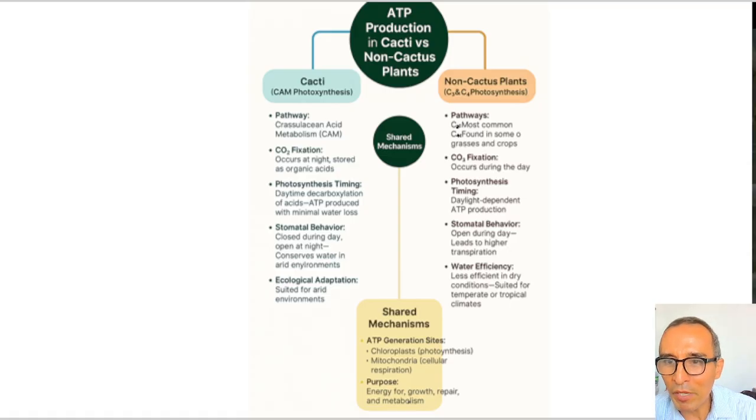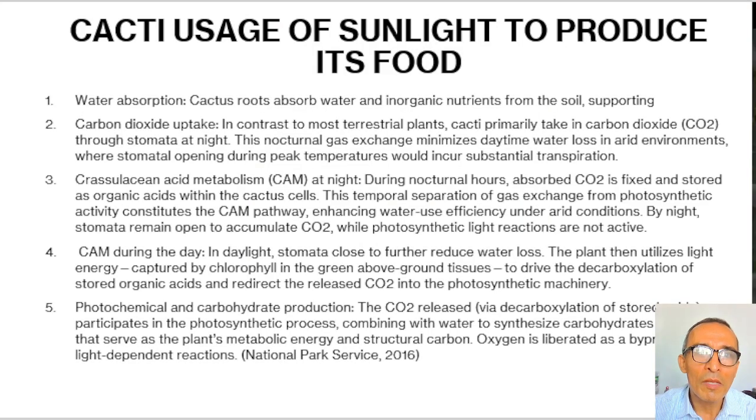What are the shared mechanisms? The shared mechanisms are the generation of ATP that occurs in the mitochondria and the chloroplast in the process of photosynthesis. The purpose is to get energy for growth, repair, and metabolism. That's what in general happens in plants, in cacti and non-cactus plants.